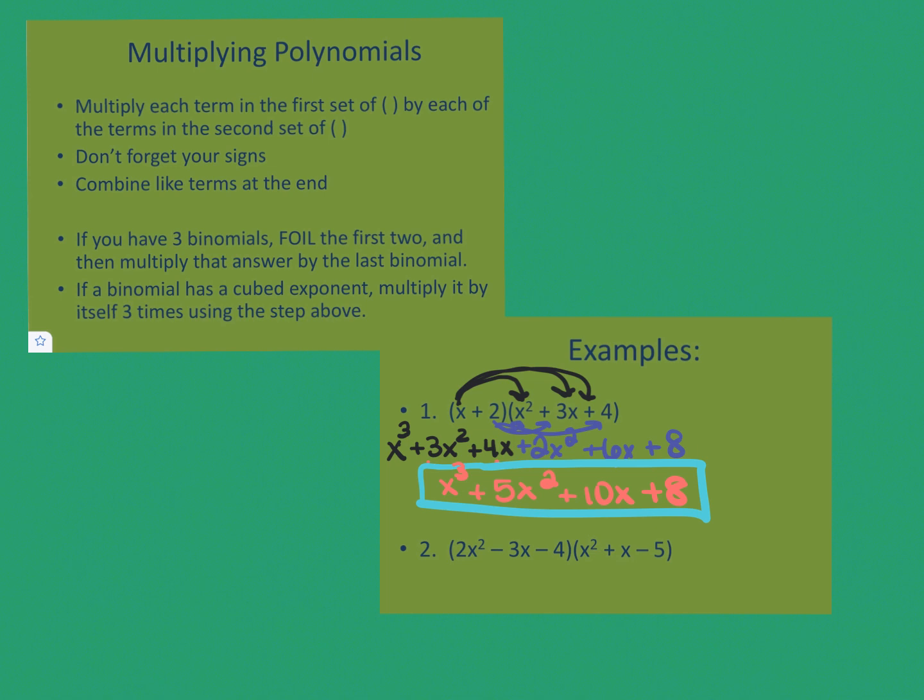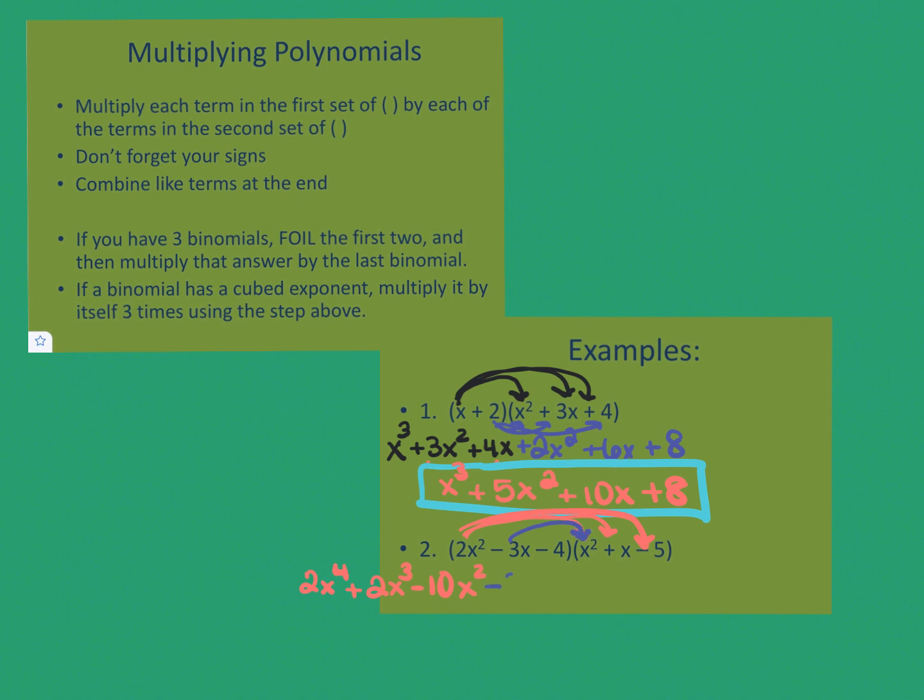Number 2, very similar. This time trinomials with trinomials. So it's just being careful of how we distribute. 2x squared times x squared gets us 2x to the fourth. 2x squared times x, 2x to the third. 2x squared times negative 5, negative 10x squared. Move on to the next term.